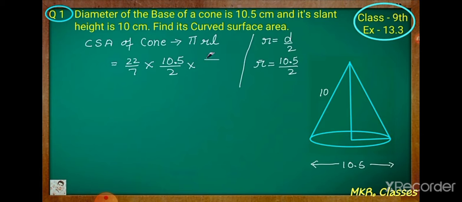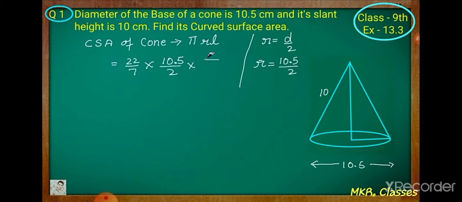Look at this question: the diameter of the base is given, which is 10.5. Since the diameter is given, to find the radius we divide by 2. Remember, boys, whenever you have a number that is already in decimal and we can see it is not completely divisible by 2, we'll leave it like that only. We keep this value like this.